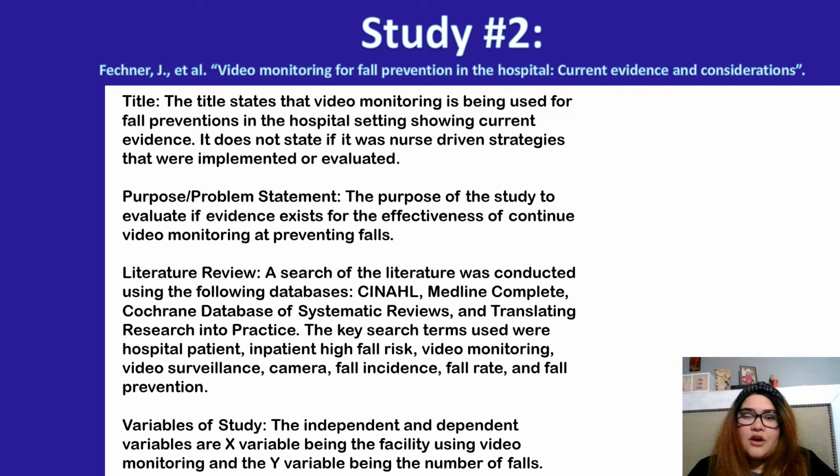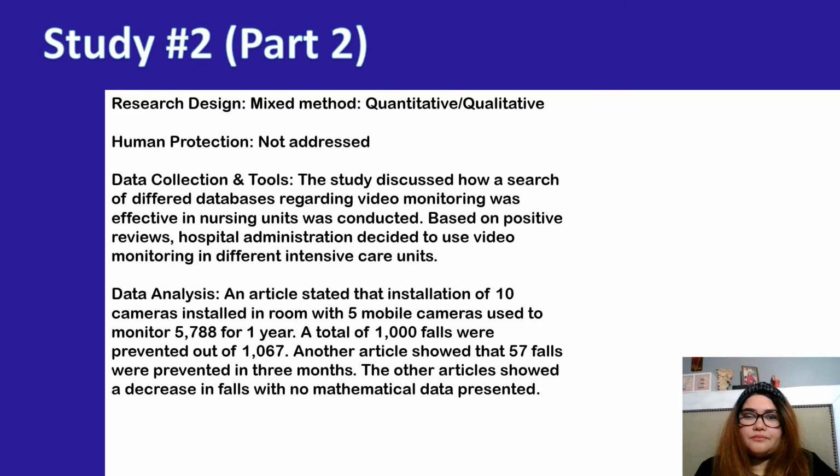falls. There was a research of literature done from different databases, and they used different key terms such as video monitoring, video surveillance. So the variables of the study were the X variable, the independent variable, being video monitoring, and the Y variable, the dependent variable, being the number of falls. The research design was mixed method, quantitative and qualitative. Human protection was not addressed.